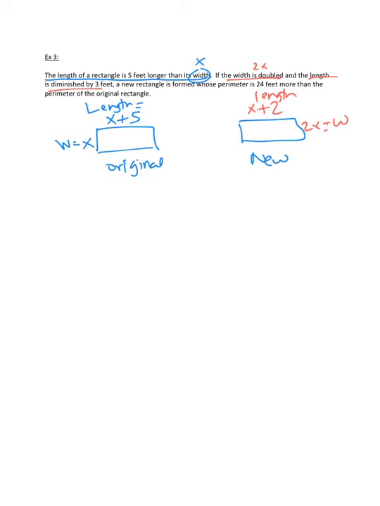A new rectangle is formed whose perimeter is 24 feet more than the perimeter of the original rectangle. They're saying that this new perimeter, I'm going to write it over here, new perimeter equals 24 feet more than the original perimeter. So you're going to set up an equation that basically looks like this, only instead of the words new perimeter, you actually put in the expression for the new perimeter.